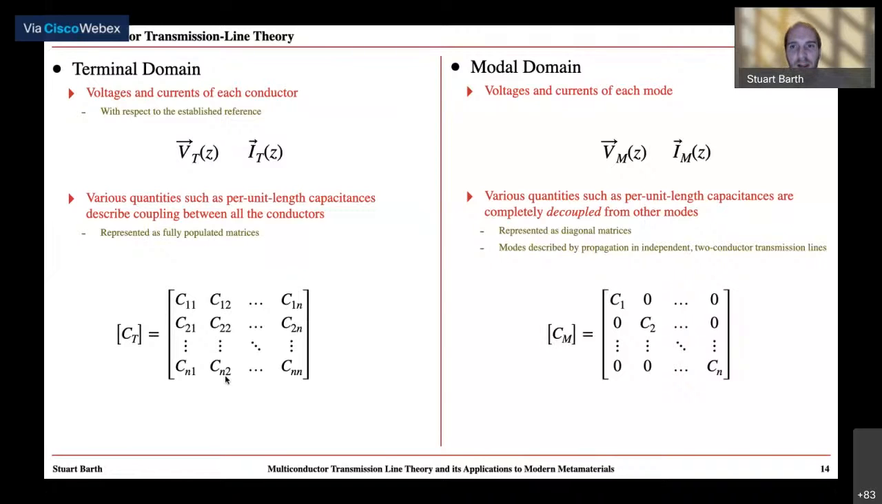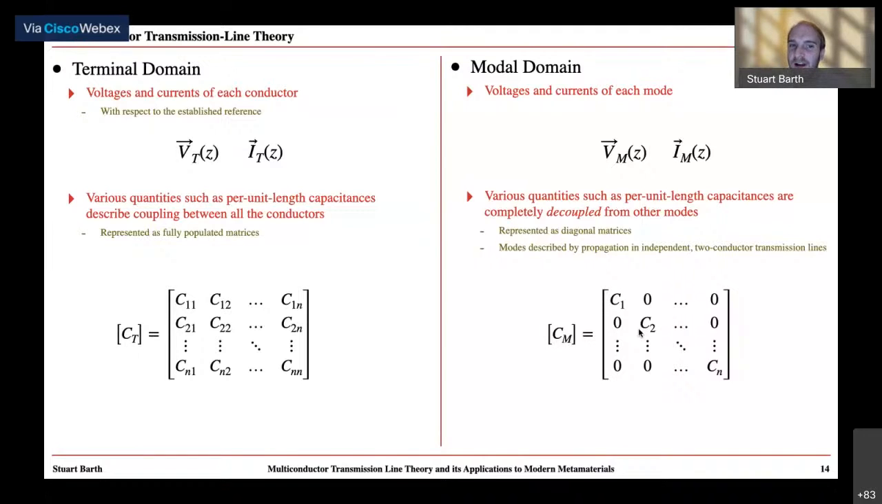Now, in the modal domain, we're looking at the properties of independent waves. So each wave can be described with a single voltage and a single current. And this means that there's no coupling involved. So by the way we've defined it, when we're looking at properties, there aren't any mutually induced properties between different modes. They're all independent of each other. And this is what allows us to have these matrices that are diagonal, as in there's no effects between different modes.